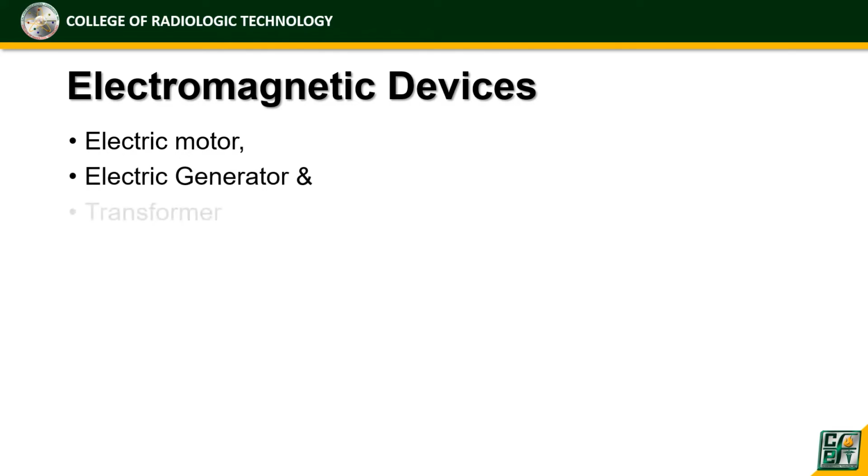But first, let us see what are these electromagnetic devices. So these are the electric motor, the electric generator, and the transformer. Okay. So these electromagnetic devices are devices that convert electric energy into magnetic energy and vice versa, with the difference with the transformer.